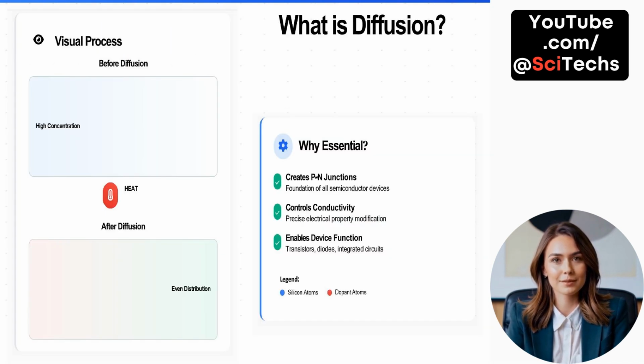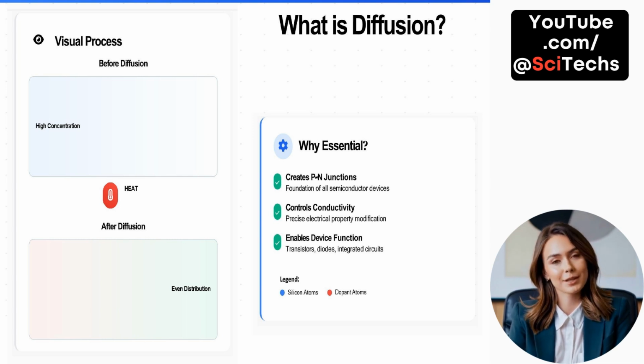What is diffusion? Diffusion is a thermal process that redistributes atoms within a semiconductor wafer. The visual process shows how atoms begin in a region of high concentration. When heat is applied, these atoms start to migrate, spreading into areas of lower concentration until an even distribution is achieved. This atomic redistribution is key to modifying the electrical behavior of the silicon substrate in a controlled way.